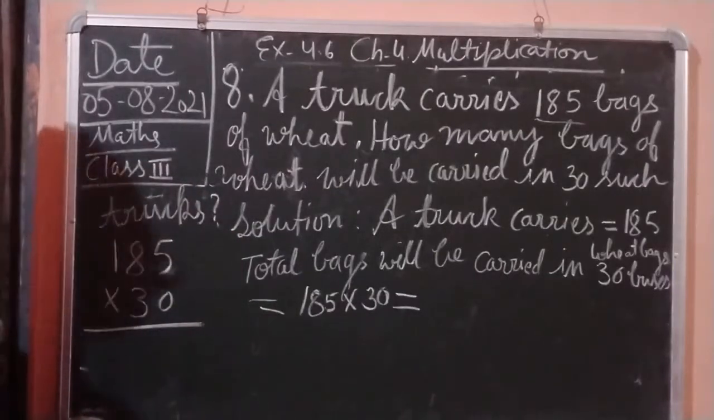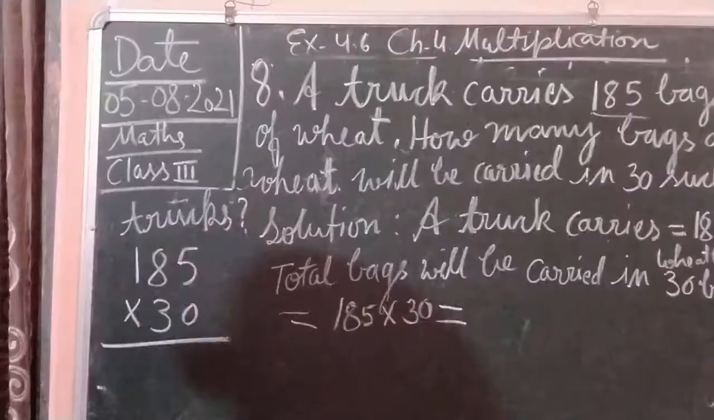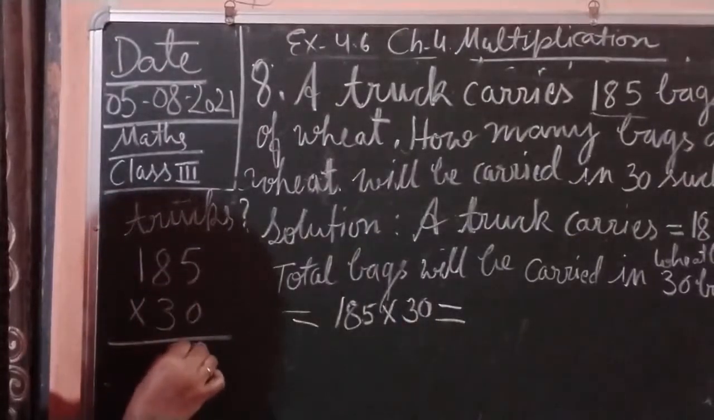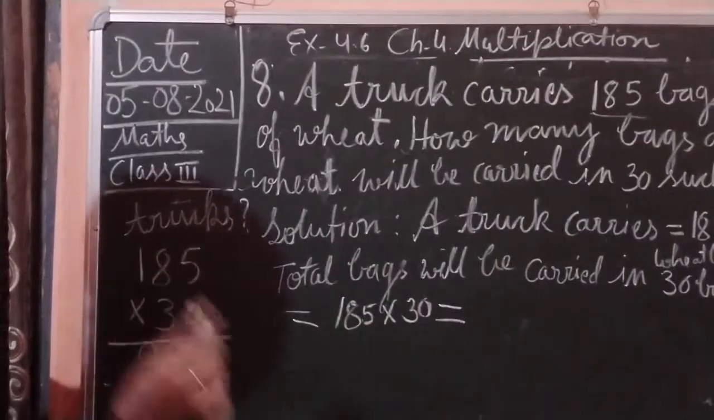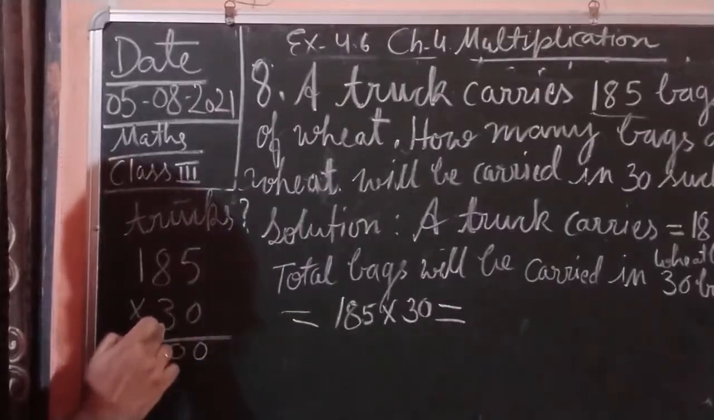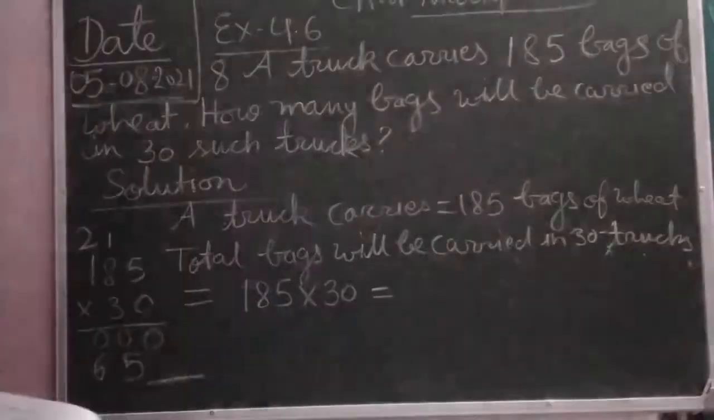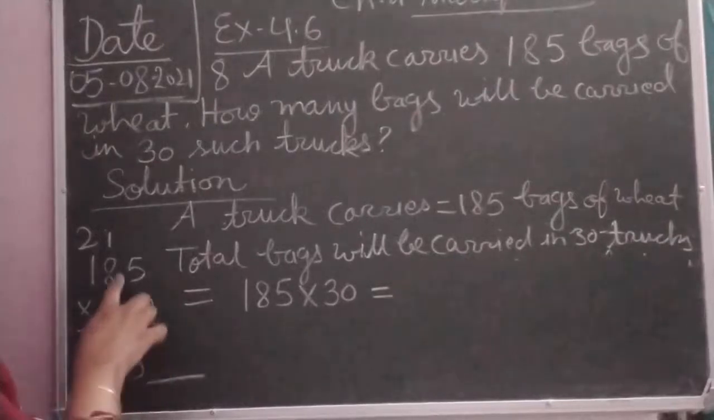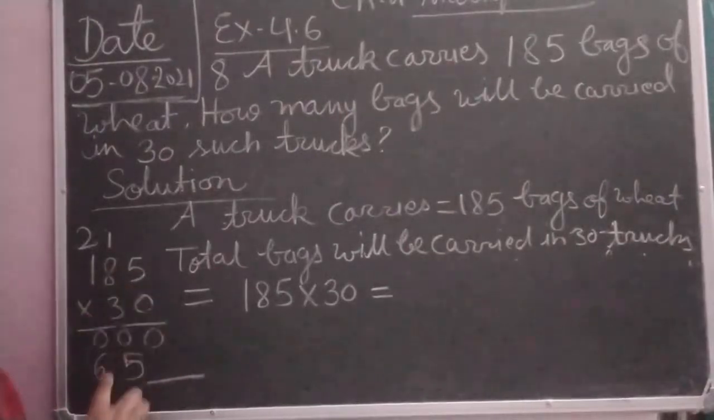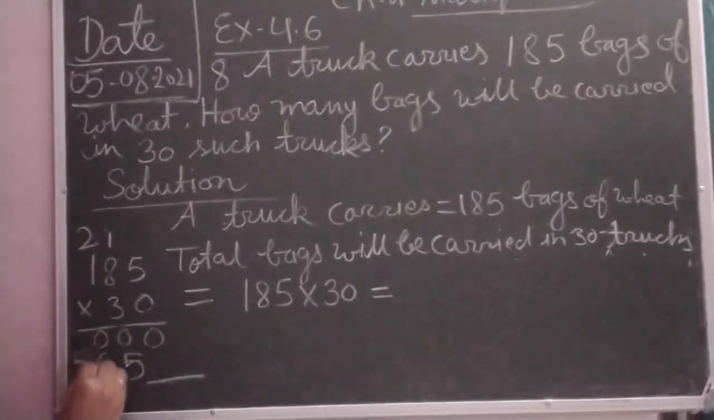Now here, children, you can see and complete. We will do the multiplication. So children, here 0 5s are 0, 0 8s are 0 and 0 1s are 0. Now we are going to do this 3 to 5. So 3 5s are 15, children. So we will write over here. Now children, here you can see 3 8s are 24, 24 plus 1 is 25, 2 will be carry over, 3 1s are 3 and 2 is 5.